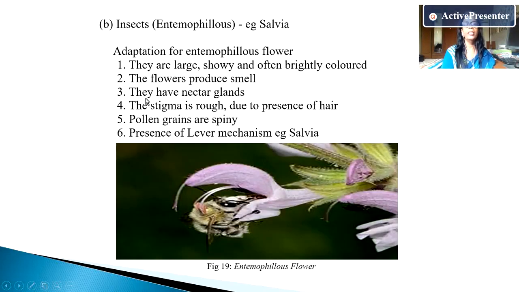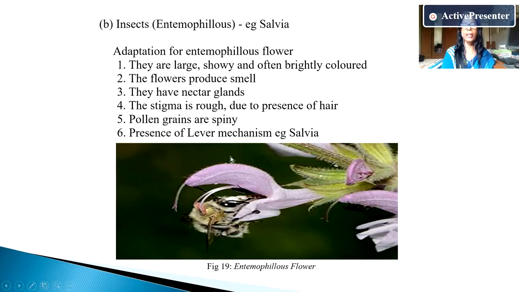Next one, insect pollinated flowers, example Salvia. Here is the peculiar adaptation in Salvia, the adaptations for entomophilous flowers. They are large, showy and often brightly colored. Flowers produce smell. They have nectar glands. The stigma is rough due to the presence of hair. Pollen grains are spiny. Presence of lever mechanism, example Salvia.